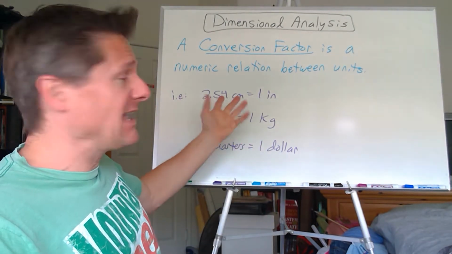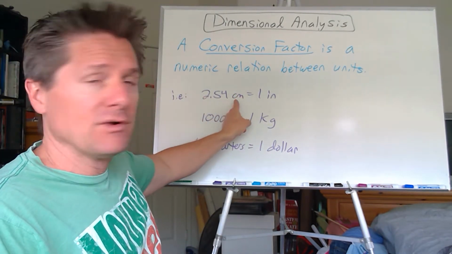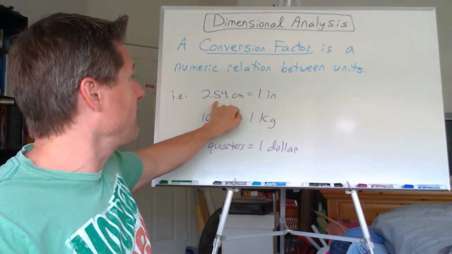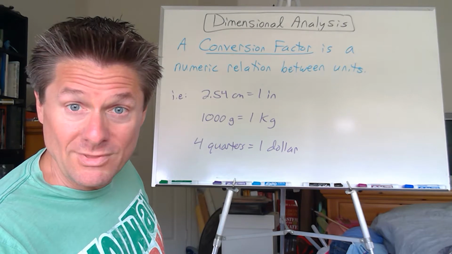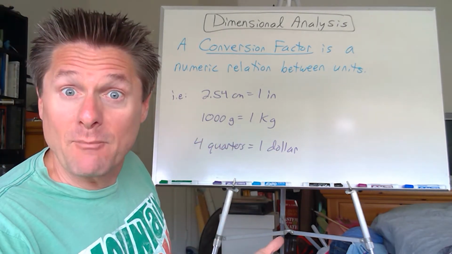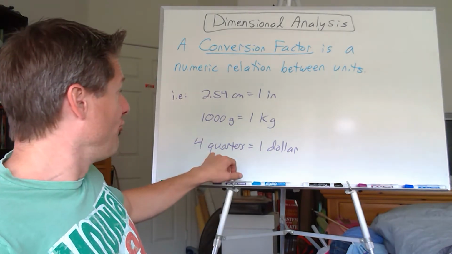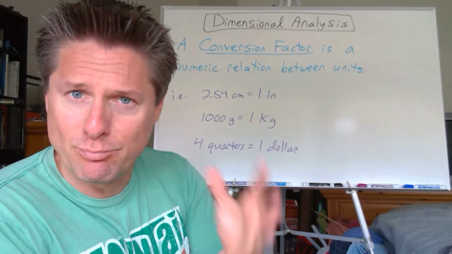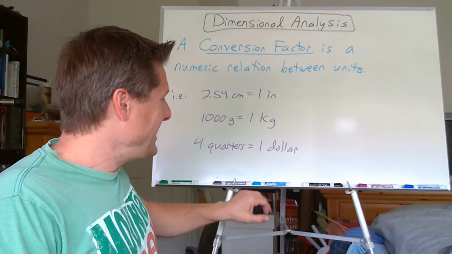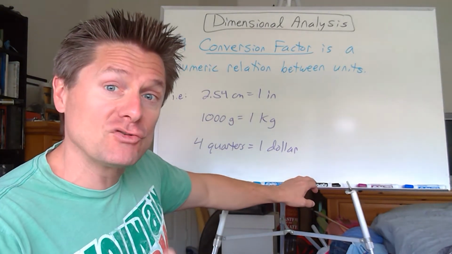So for example, let's take for length centimeters, which is a metric or SI unit, to inches, an English unit. Well, there are 2.54 centimeters per inch. That's a numeric relation between those. 1,000 grams is 1 kilogram from the metric conversions, right? 4 quarters is $1, because the government has deemed it so. But we can write these and set them up as a conversion factor.